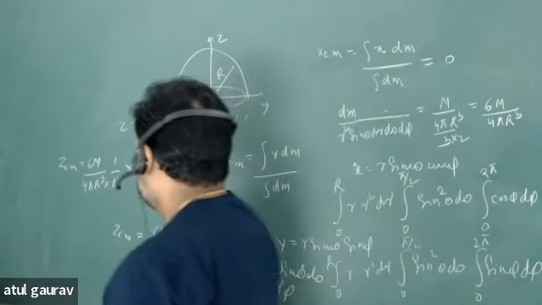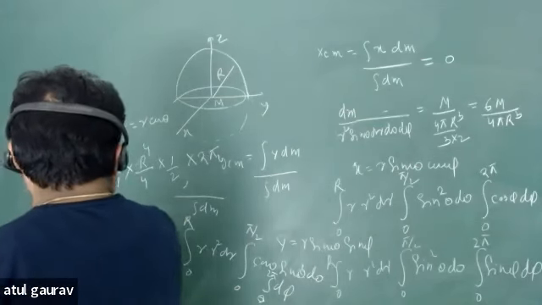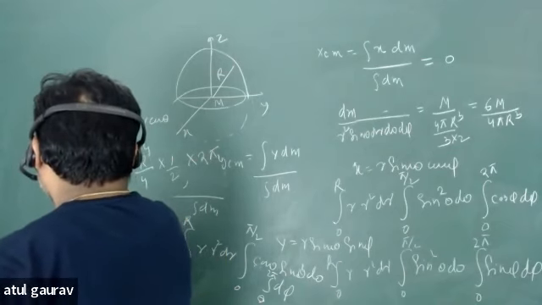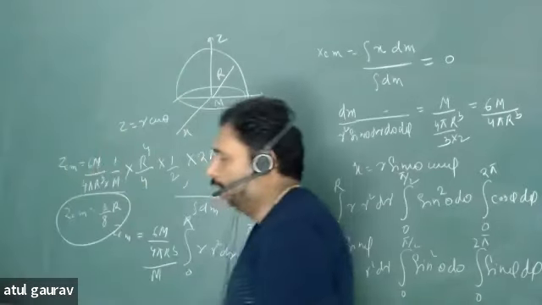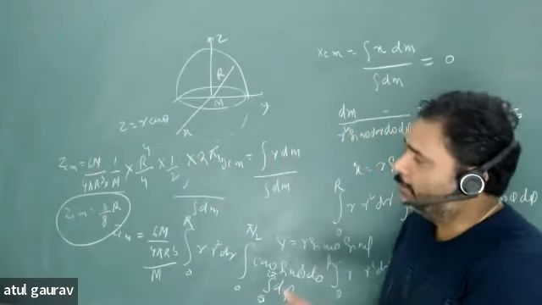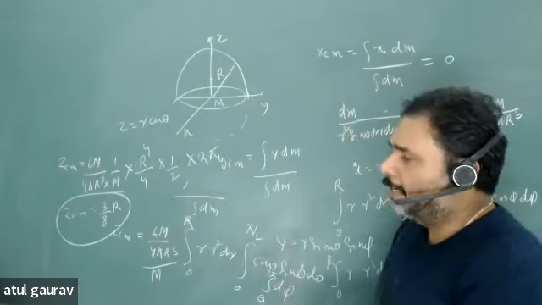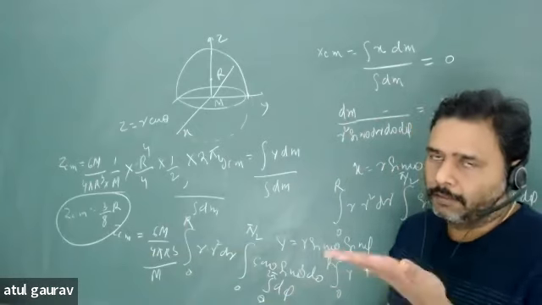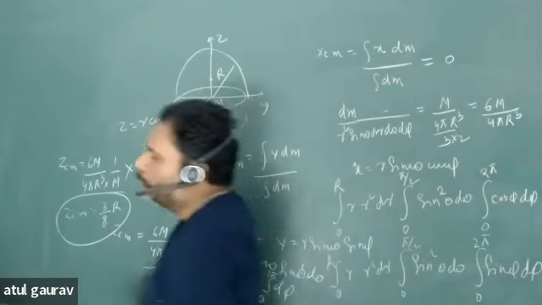I think the ZCM will be, so 2 pi is 2, 3. I think this will be 3 by 8r. Yes, sir. Isn't it? This is a very famous question. So this is 3 by 8r. So somewhere at this point, you have this particular center of mass.